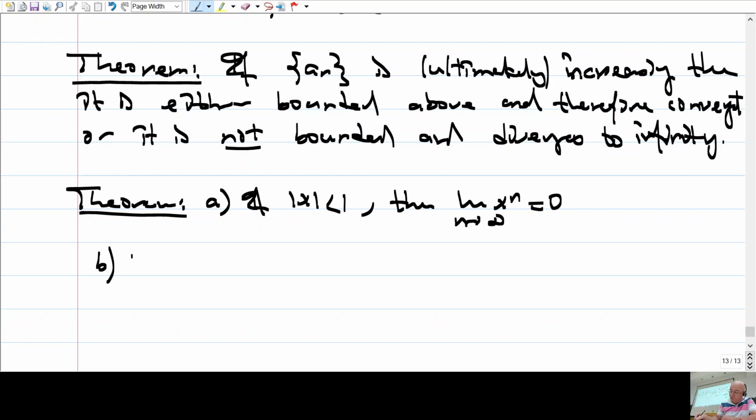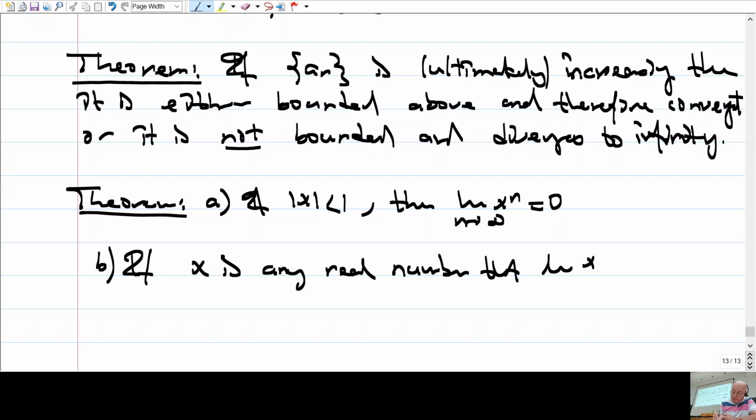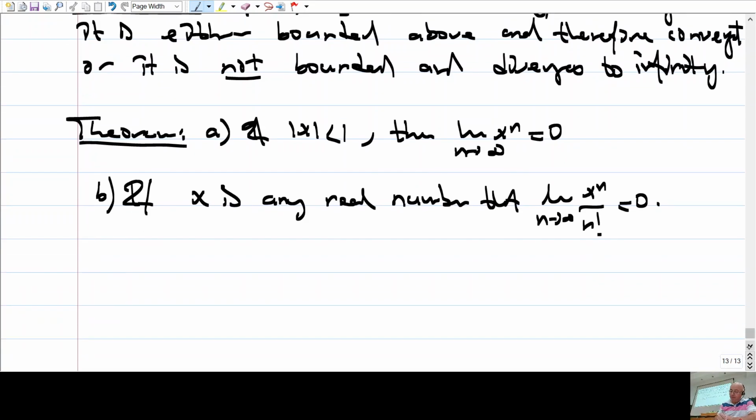This is something you already know, right? If x is any real number, then the limit of x to the power n divided by n factorial is always 0, okay? No matter what x is. For each x, x to the power n divided by n factorial goes to 0, meaning that n factorial grows much faster than x to the power n. That's why the ratio has limit 0.